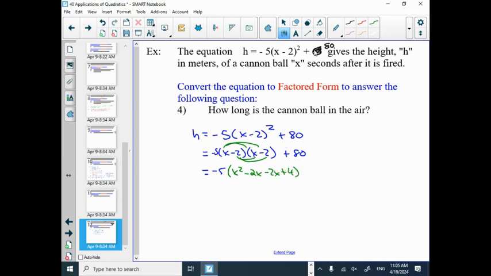Because negative x times -2 is -2x, and then -2 times x is another -2x, and -2 times -2 is 4. So that gives us a 4, and we have the 80 out there still, I should say. So then we'd have the -5 multiplying onto an x squared, multiplying onto a -4x. So that's going to give us a -20x. And then onto a 4, so we get a -20. That's all the same as before. But we're adding an 80 this time.